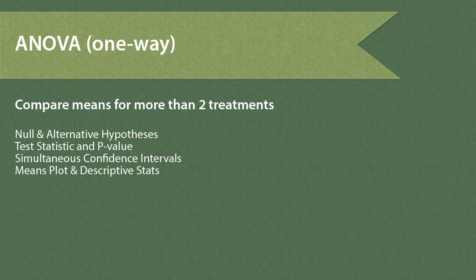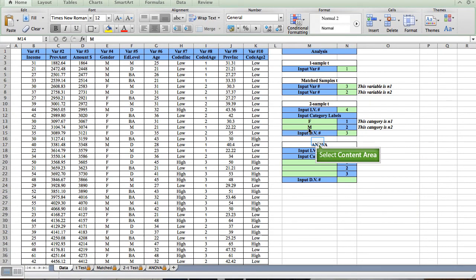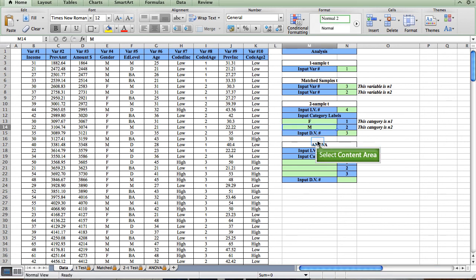What if we wanted to compare more than 2 population means? Our ANOVA test will allow us to compare more than 2 population means. We're going to learn in the next example how to run what we call a 3-treatment one-way ANOVA test. We are going to learn about the null and alternative hypotheses for ANOVA, how to interpret the test statistic and p-value, how to run a post hoc analysis using simultaneous confidence intervals, and finally use of the means plot and descriptive statistics to help us understand the ANOVA results.